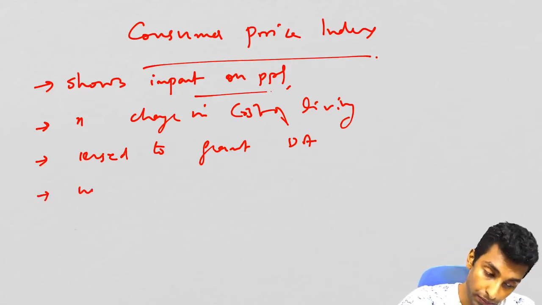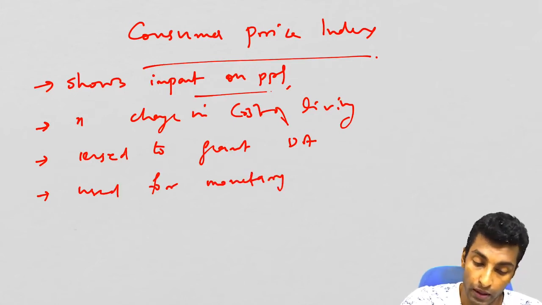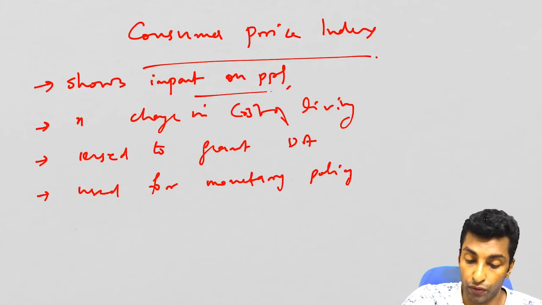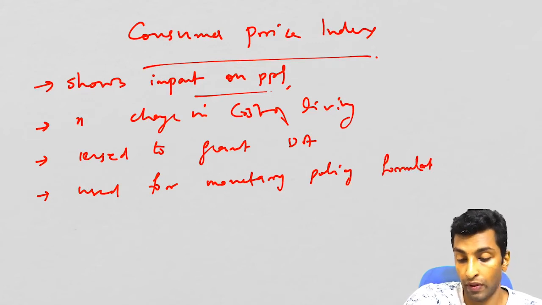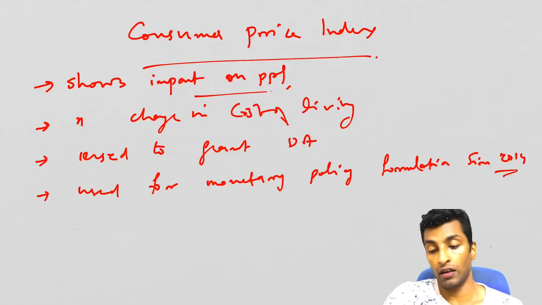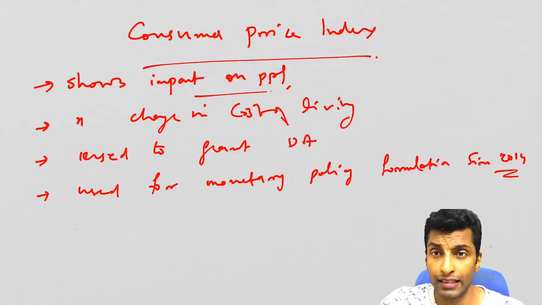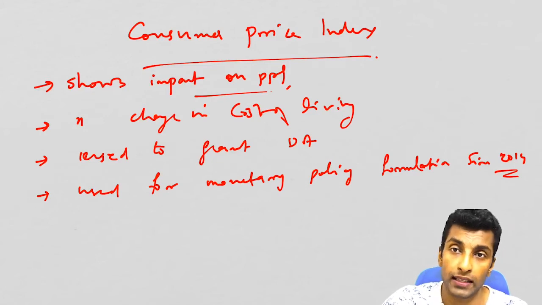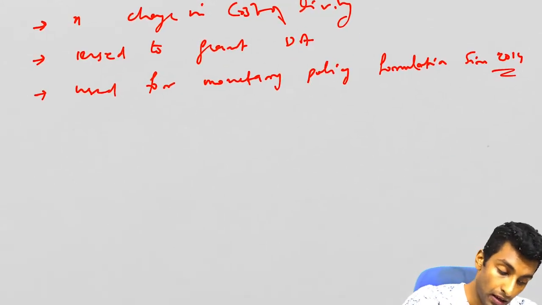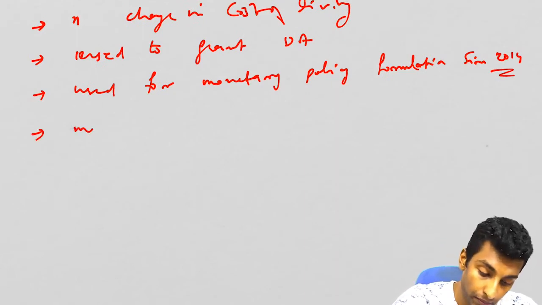So it is used for monetary policy formulation since 2014. So if you see before 2014 prelims questions, if you solve the question banks, the answer may be WPI, but since then it was changed. Okay, so it was again estimated on monthly intervals.